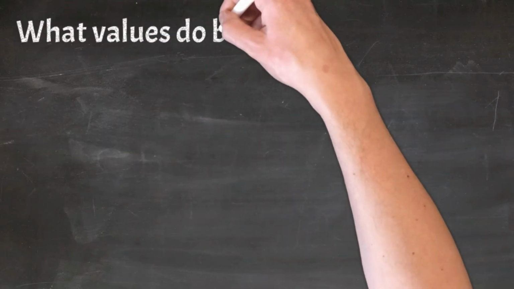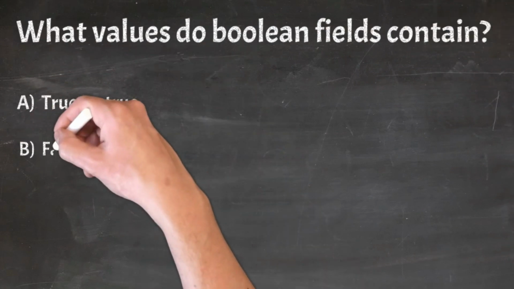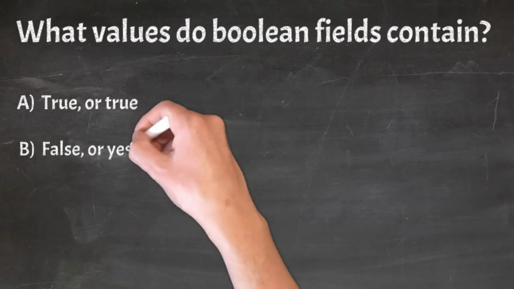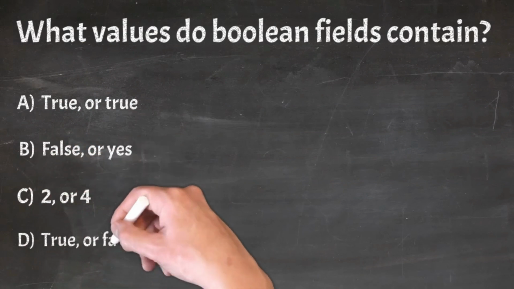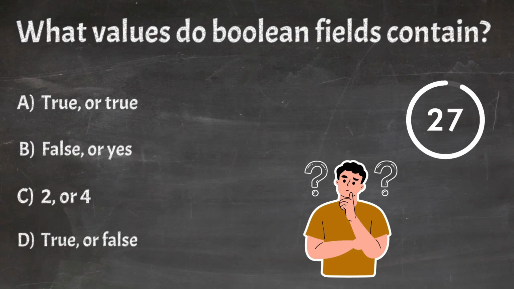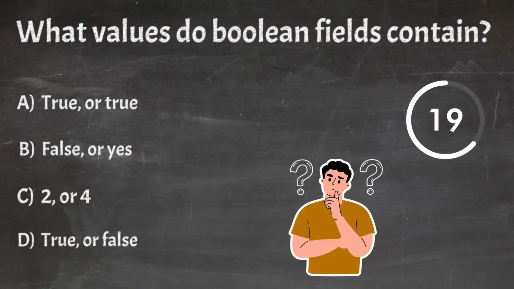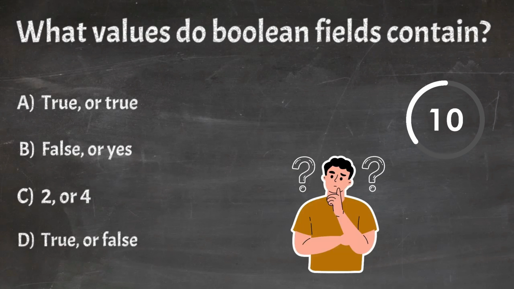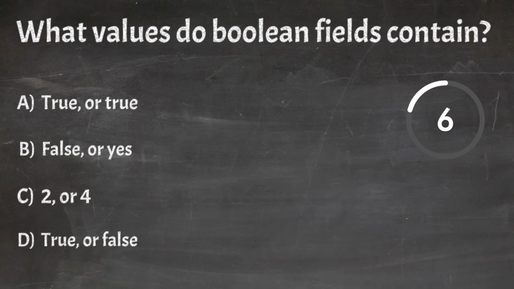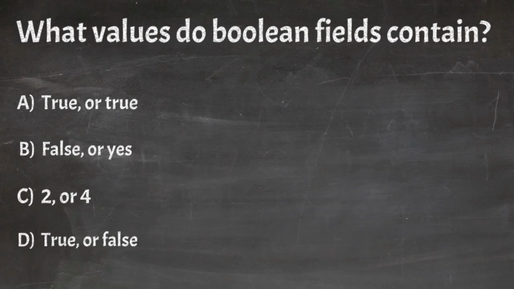Question 13. What values do Boolean fields contain? A. True or true. B. False or yes. C. 2 or 4. D. True or false. Correct answer D. True or false.